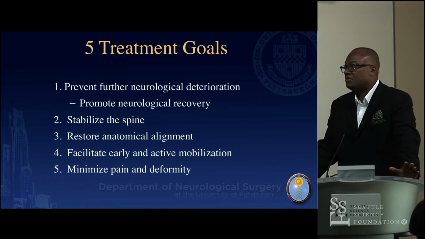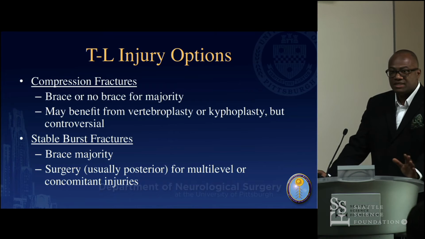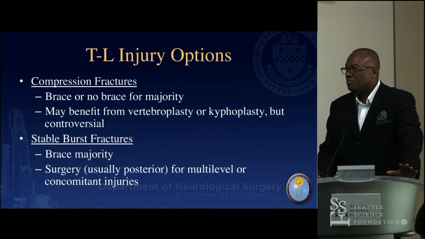Okay, so compression fractures, very simple. Brace or no brace for the majority. Vertebroplasty, kyphoplasty, I kind of leave it to whether they are failing the brace. I wouldn't want to do vertebroplasty on a 400-pound, 5'2" person, knowing that the mass dependent on this vertebral kyphoplasty may fail really fast. There is pretty significant morbidity associated with doing those cases anyway.